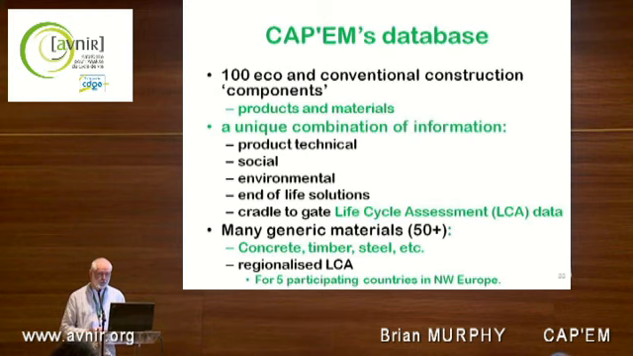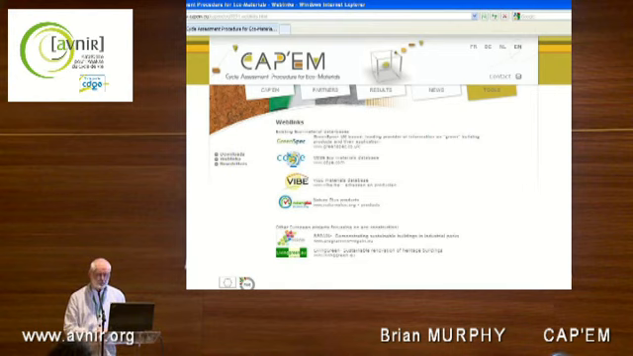And we're currently beginning to look at the generic materials, so it's concrete, timber, steel, mortar, and a whole variety of recipes of those. And then regionalised LCA for each of those materials so that we can actually have an appropriate LCA for each of the 5 countries involved in the project. Now, the database is a collection of information from a variety of sources. Each of the partners have their own databases, some which have LCA data, some don't.